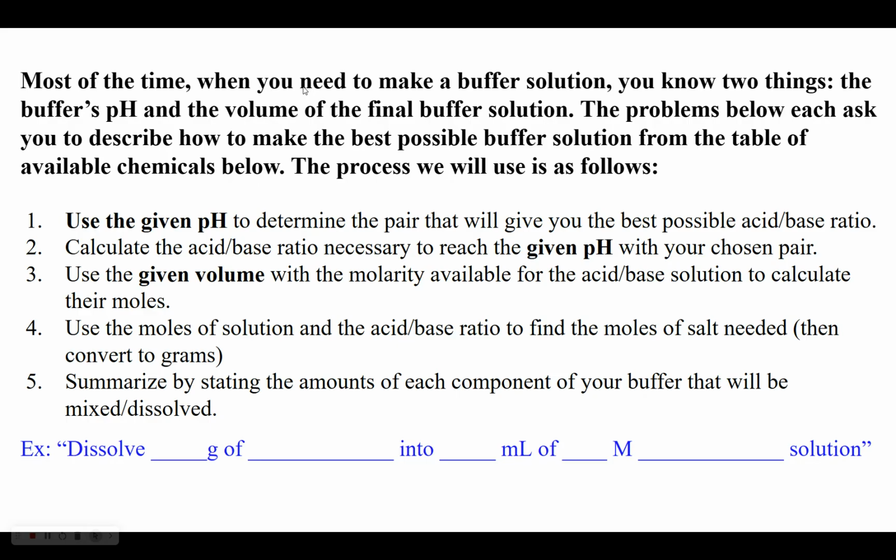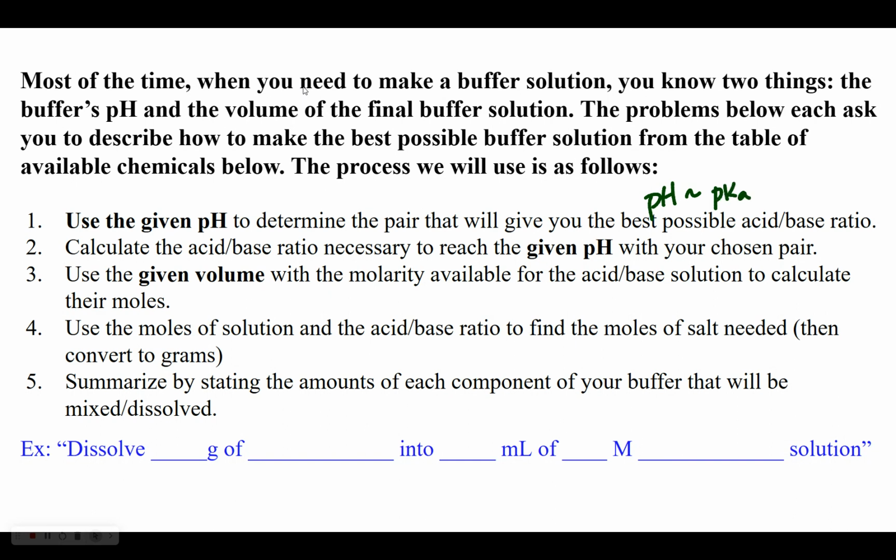And that's the only information I've given you in the problems below. We need to figure out and describe how to make the best possible buffer solution for each of those situations, only given the options in the table of chemicals below. So we're going to go through a process that's basically the same as what we were doing on the previous page. First, we're going to use the given pH to determine the pair, just like we did in the problem above, to figure out the right pair that's going to give us the best possible acid-base ratio, the one where the pH is closest to the pKa.